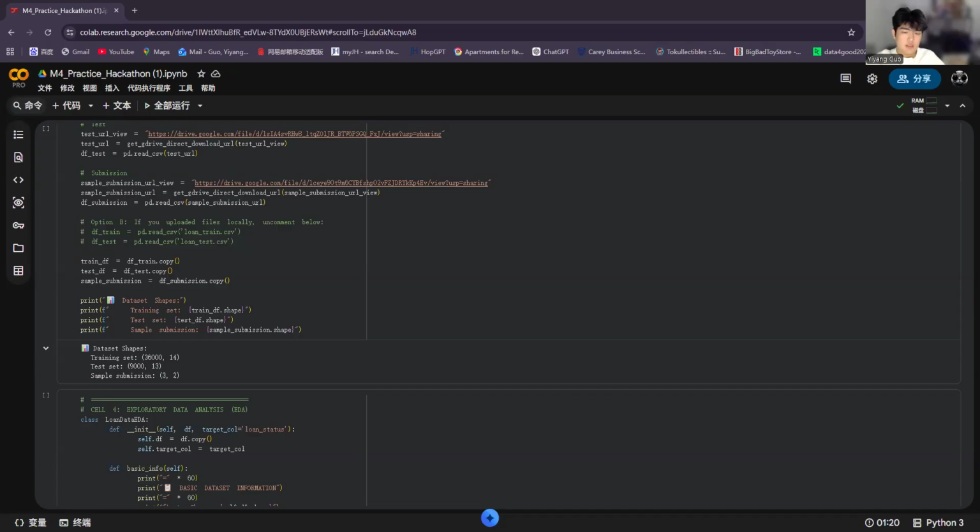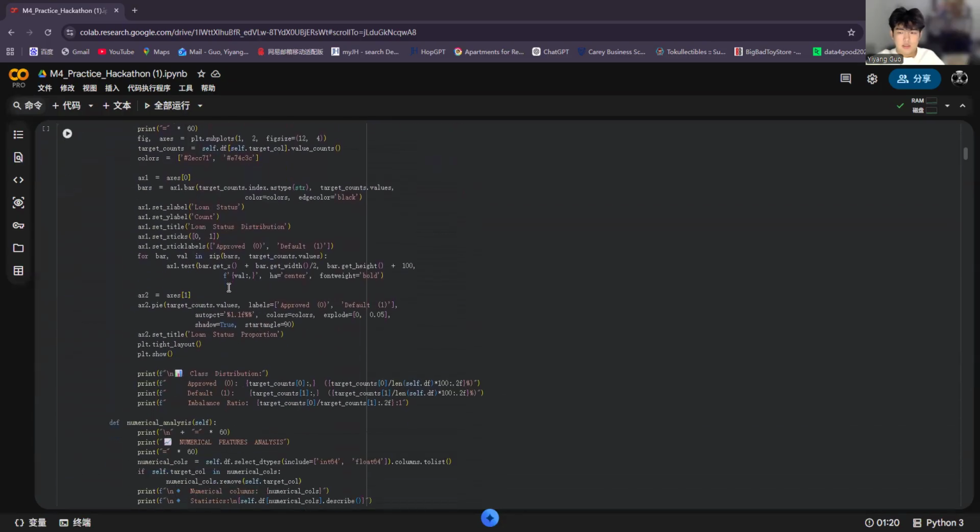The training set contains around 55,000 samples with financial and credit related features such as age, income, employment experience, loan amount, interest rate, and credit score. The target variable loan status equals 0 for approved and 1 for default.